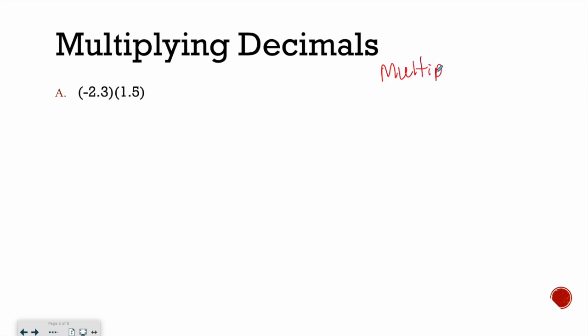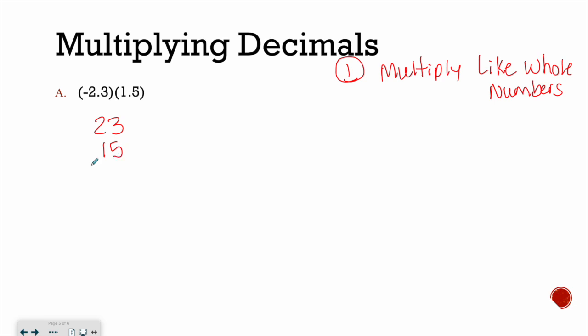So we multiply like whole numbers. That's our first step. So I'm going to multiply 23 times 15. And 5 times 3 is 15. 5 times 2 is 10, plus 1 is 11. 0. I have 10. 1 times 3 is 3. 2 times 1 is 2. And then we add those, 5, 4, and 3.